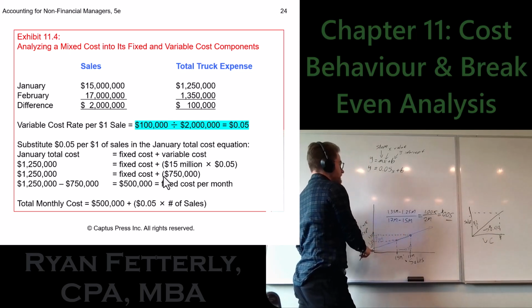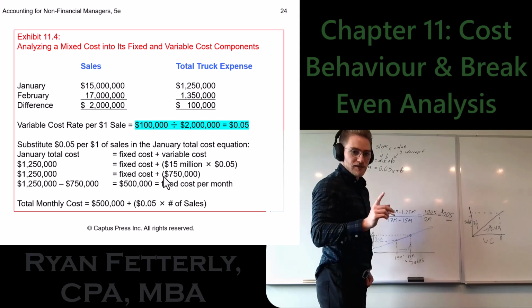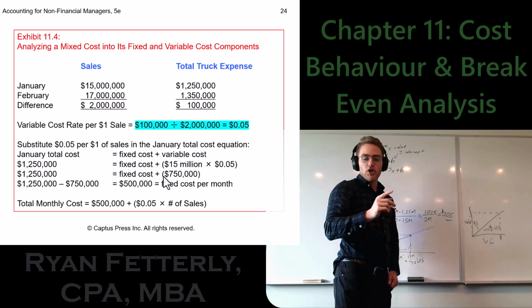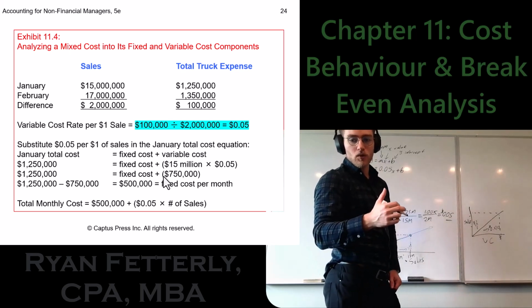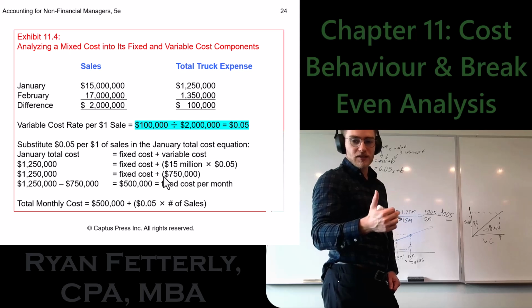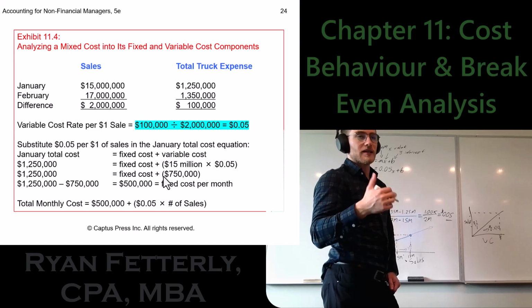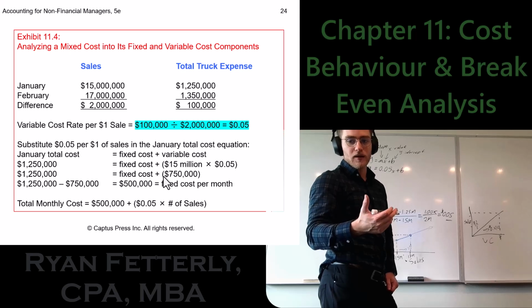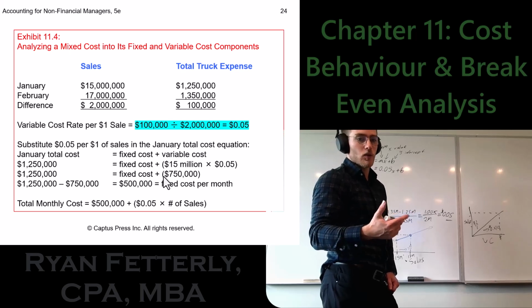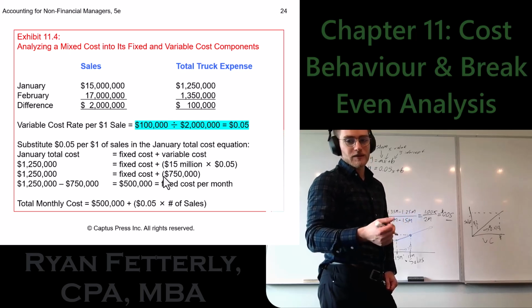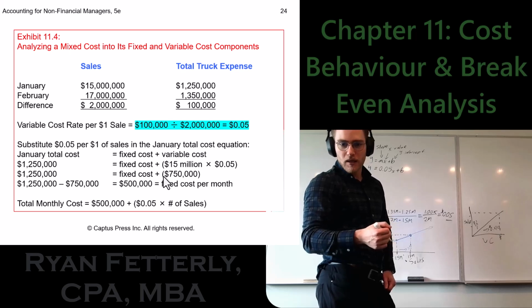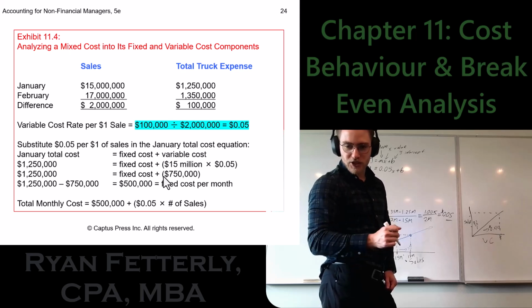Because we haven't quite figured it out. But the good thing is that we actually know a coordinate, right? So we know what the slope is. We know what the sales level is in February of 17 million, and we know at that point in time our truck expenses were 1.35 million. In this case, it looks like they're actually using the January point to solve.